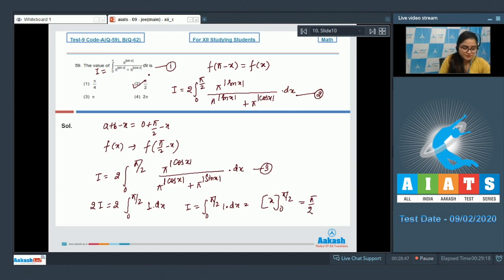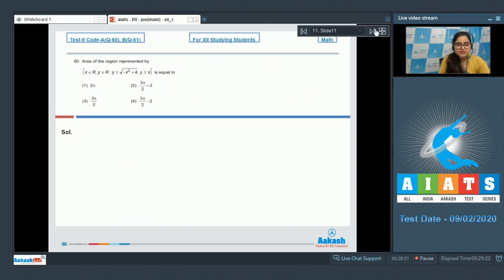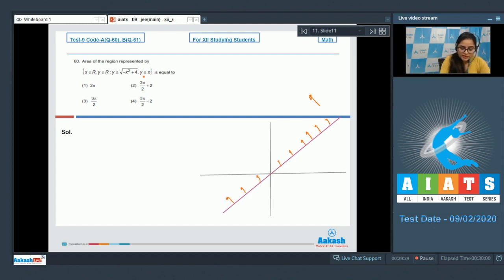Now next question is 60. Area of the region represented by x belongs to real, y belongs to real, y less than or equal to root over minus x square plus 4, and y greater than or equal to x. First of all, y equal to x is a straight line. Now the question is saying y is always greater than or equal to x, so this area will contain y greater than or equal to x. Now second one, y is less than or equal to root over minus x square plus 4.